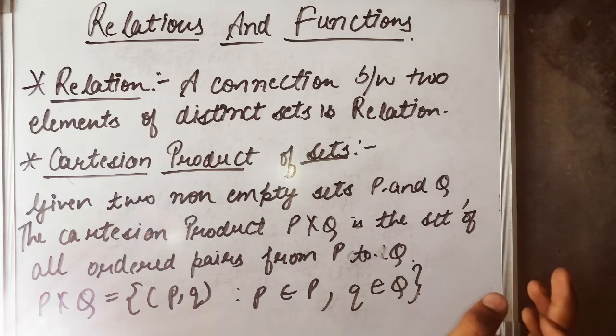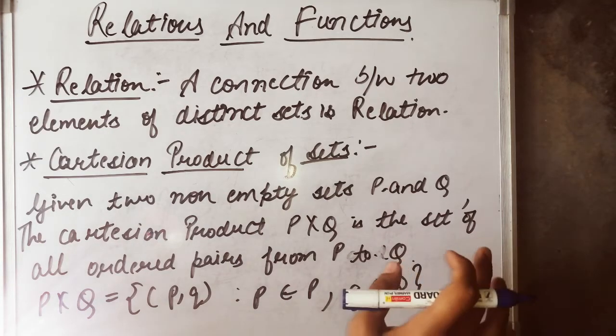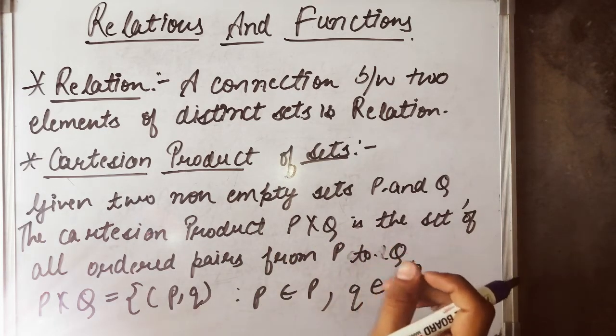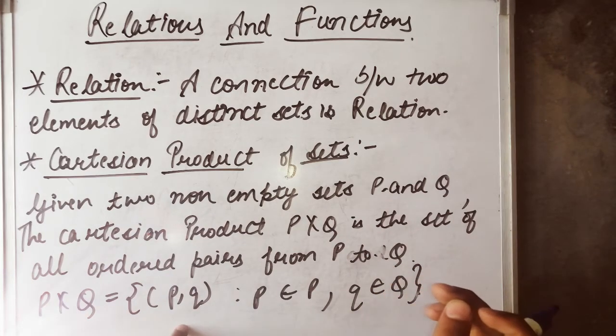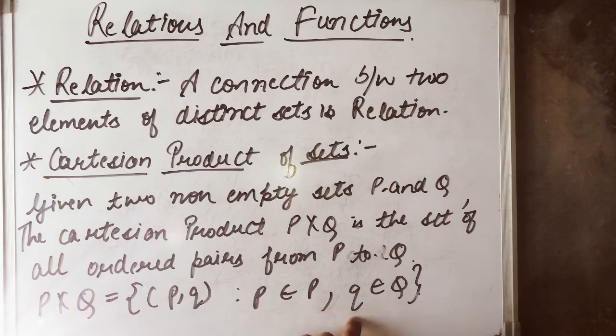P cross Q is the set of all ordered pairs from P to Q. Here it is written that P cross Q equals (p, q), where p belongs to P and q belongs to Q. This (p, q) means that the first element will come from the set P, and the second element q will come from the second set, which is capital Q. The same is written here. Pause the video to note it down.